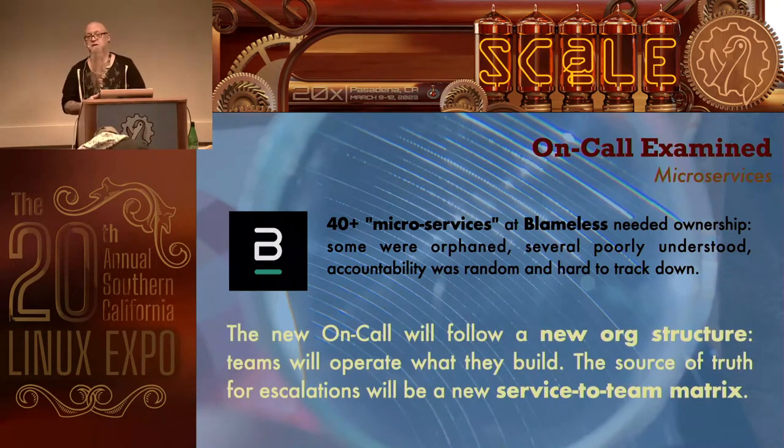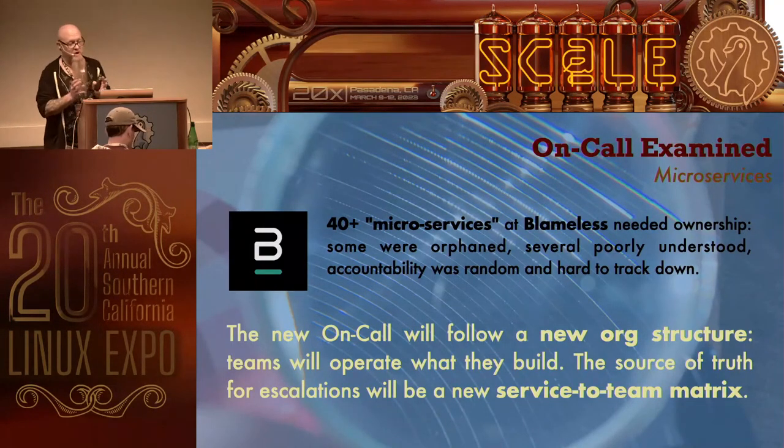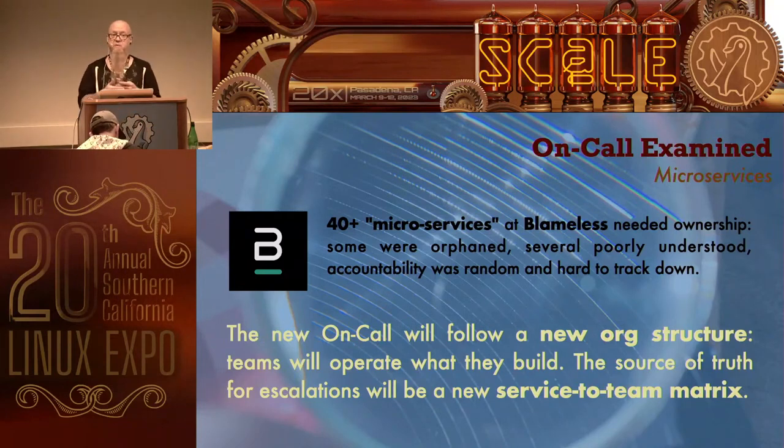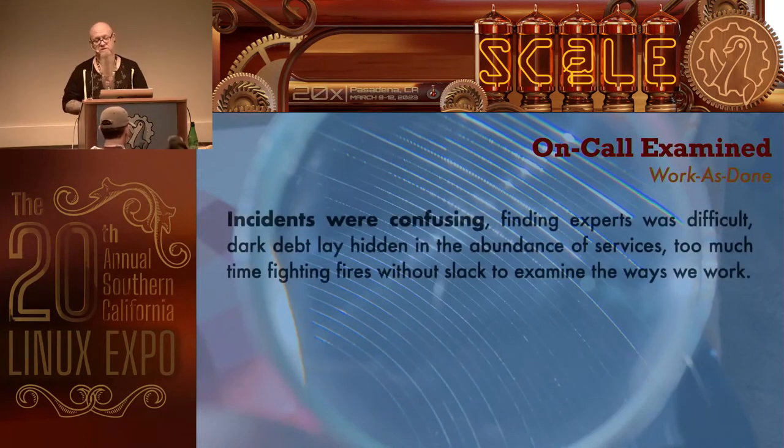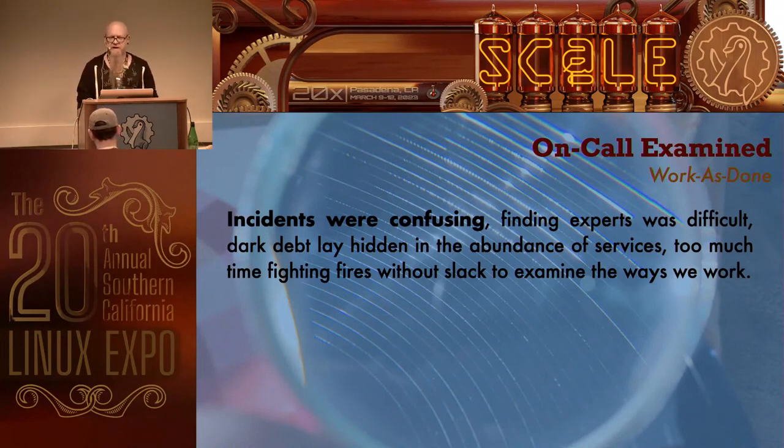Now, what we decided that we'd do is that we would break these services up. We would have specific owners. Teams would own services, and we would have ways to get to those teams. We would have a service matrix, so you could look at this matrix and see this is the service, this is what it's called, this is what it does in the UI, and this is the team that owns it. Incidents were confusing. Finding experts was very difficult.